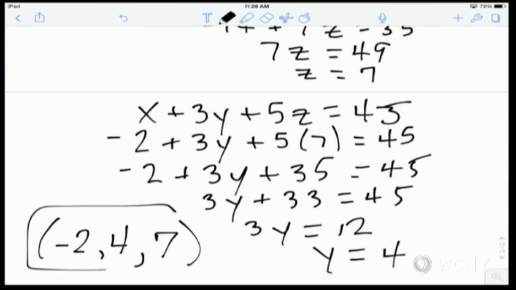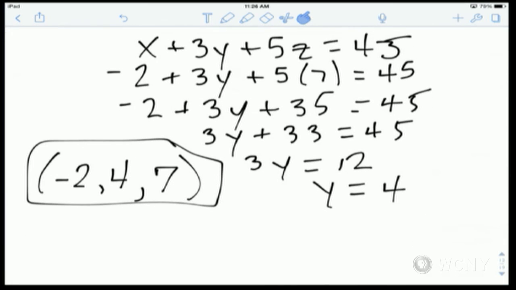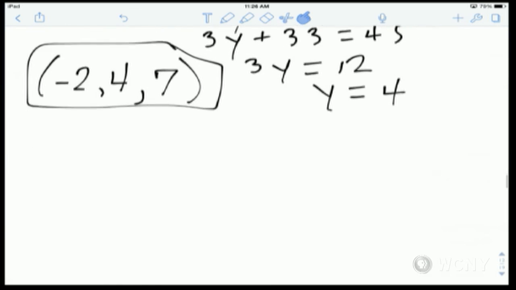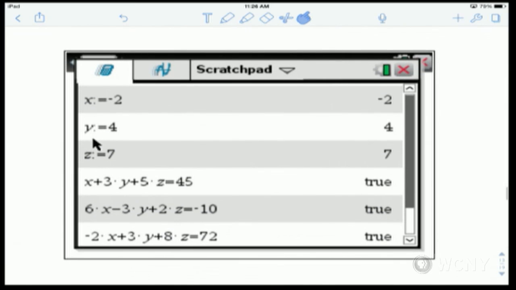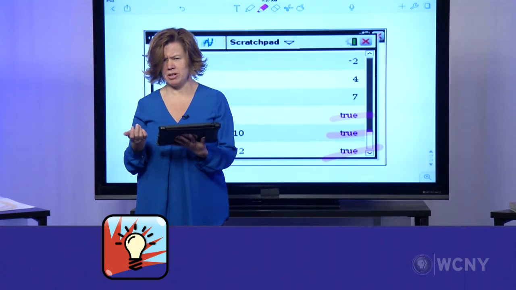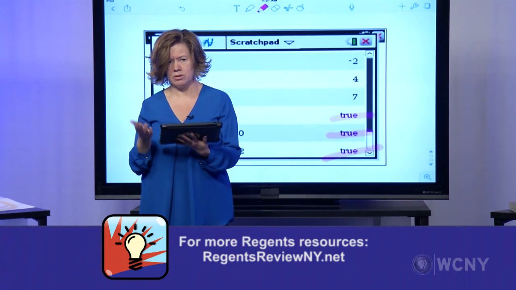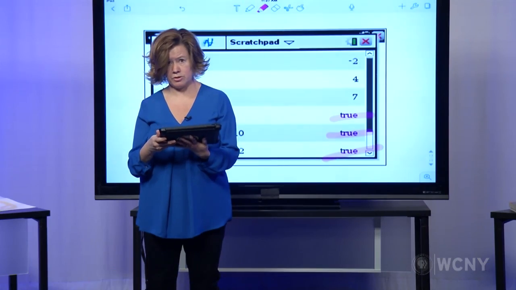That is our answer, but of course, you always want to check. So use your calculator, store those values: store negative 2 into x, 4 into y, and 7 into z. Then retype those 3 equations into your calculator, and you will get true each time, so that you know your answers to your system work. So a 3 by 3 system really isn't much different than a 2 by 2. You just have to eliminate 2 variables instead of just the one. Okay. We're rolling.